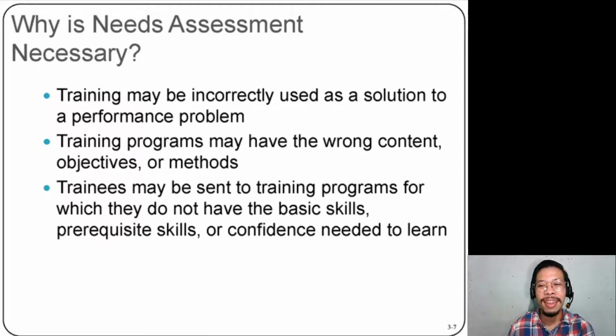Again, I think I've asked this at the beginning of the presentation, there are a lot of reasons why we need to do needs assessment. The first thing is training may be incorrectly used as a solution to a performance problem. For example, at the end of the quarter, the quality assurance department or QA section of a call center or BPO company conducts an audit, and they find out that 25% of the call center agents have poor performance in customer service.